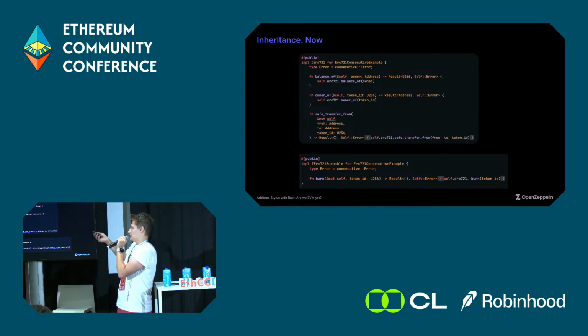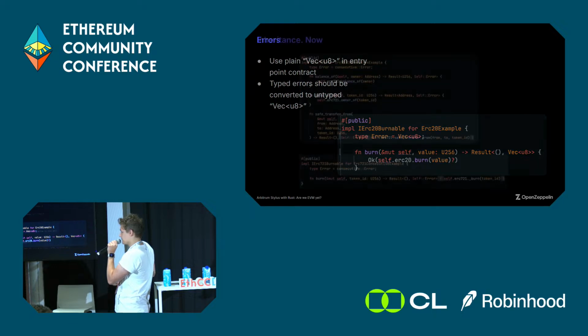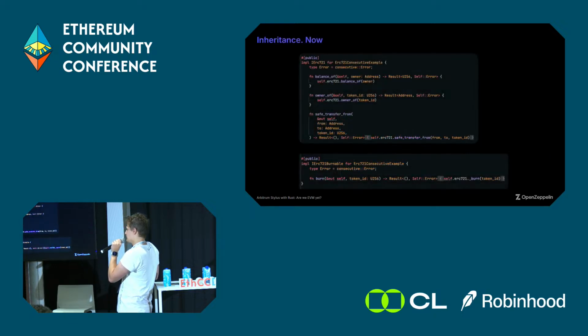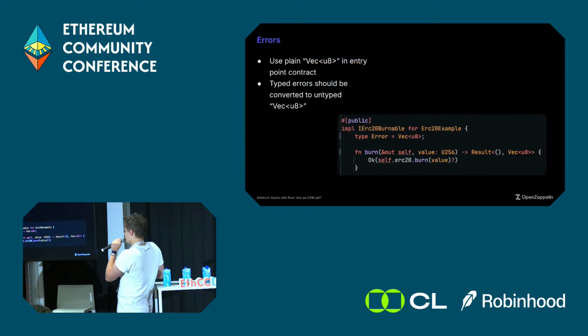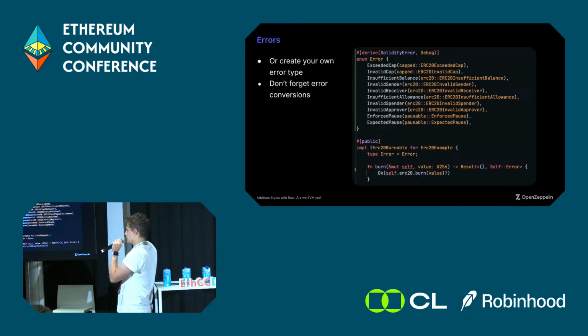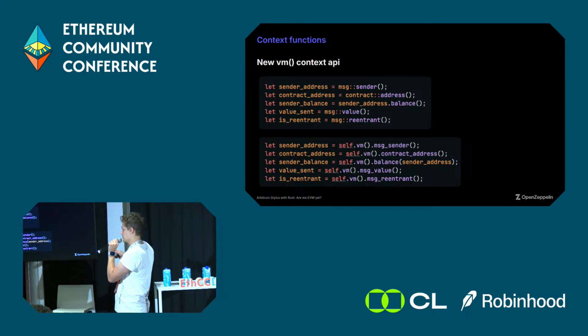So just decorate with public and implement all those traits for ERC-721, or if they want to add some extension, implement it for burnable. This is more verbose, but actually more clear for developers. With errors, there are kind of no major changes. You can use just a set of bytes as errors, a vector of bytes, or you can create typed errors. That is more preferable. But if you just want to set up your contract quickly, just use the first option. Yeah. Context functions changed this year, but not by much.